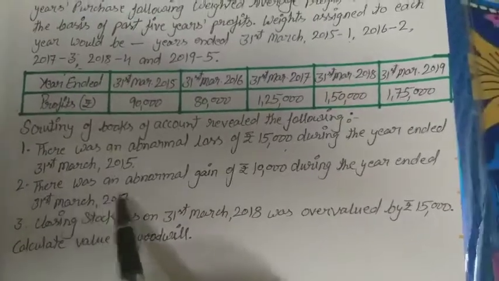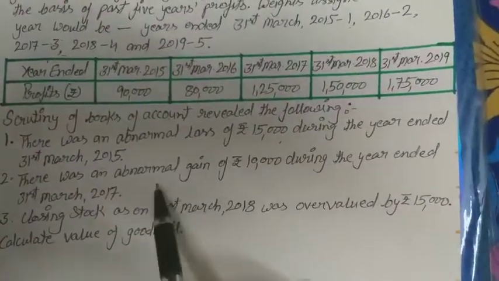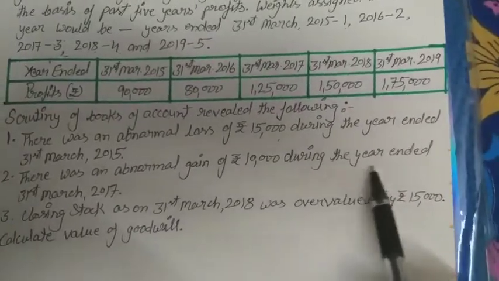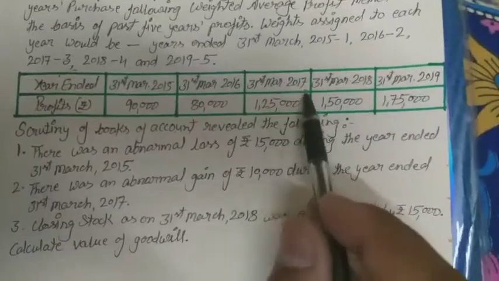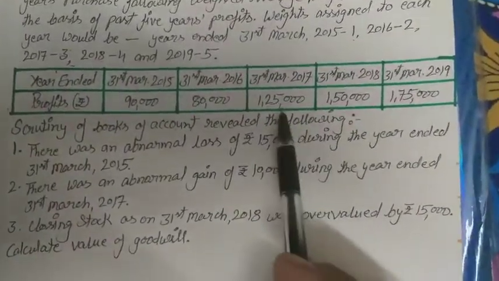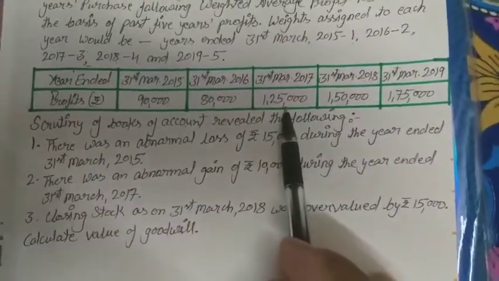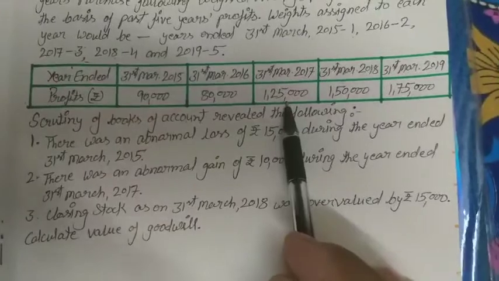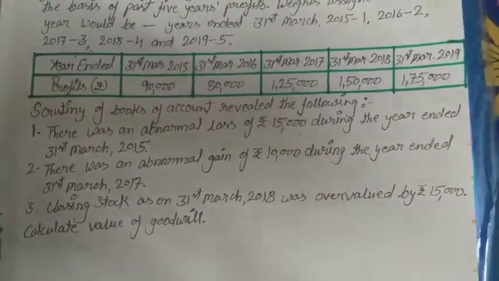Second, there was an abnormal gain of rupees 10,000 during the year ended 31st March 2017. In this year, 10,000 of abnormal gain is already added with the profit. So that should not be added to this profit. So now we have to subtract this abnormal gain from this profit.